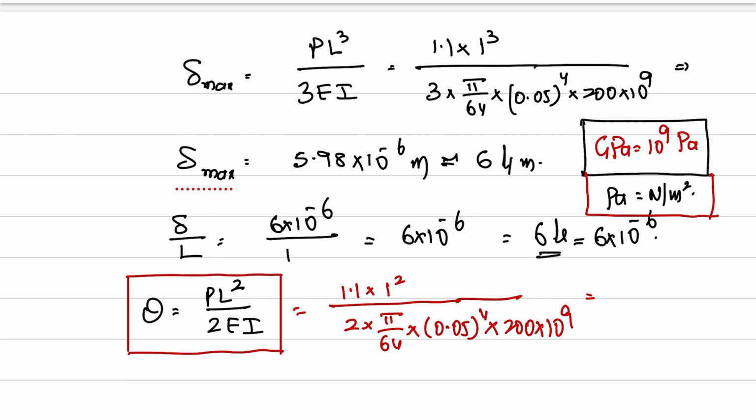Now theta is equal to, after calculation we will get the answer as 8.97 mu radians. Theta is in radians. Approximately 9 into 10 to the power of minus 6 radians. That is equal to 9 microradians.